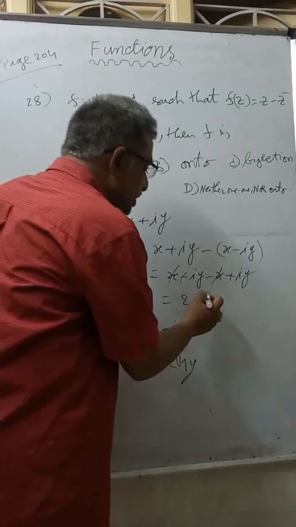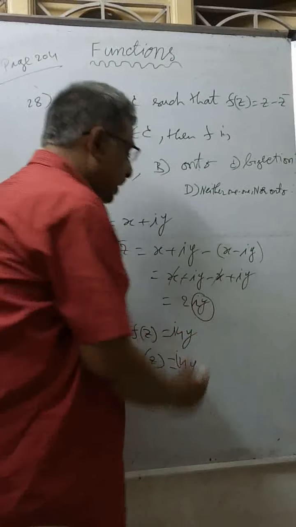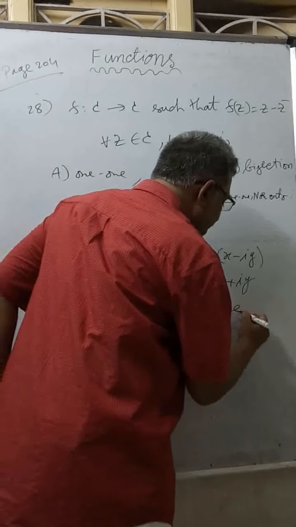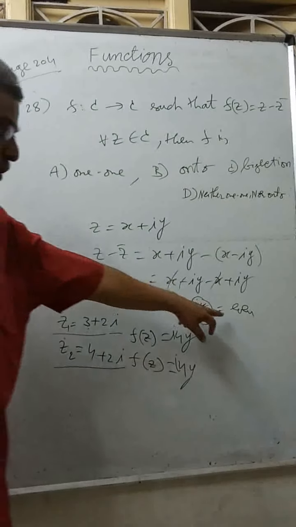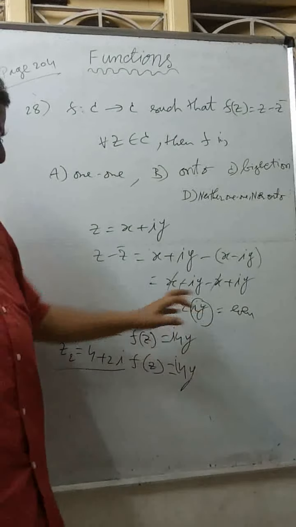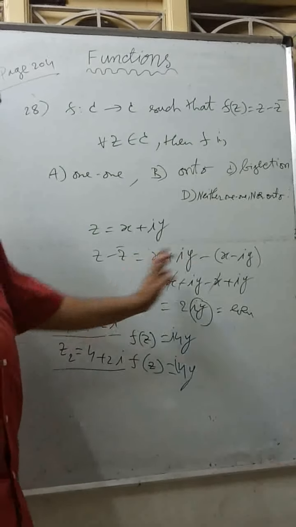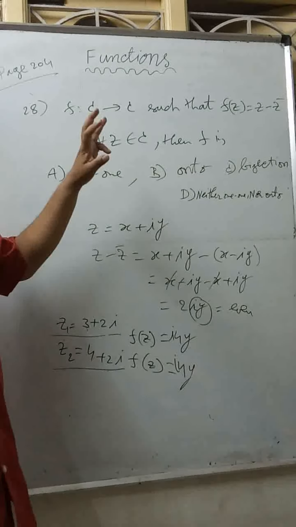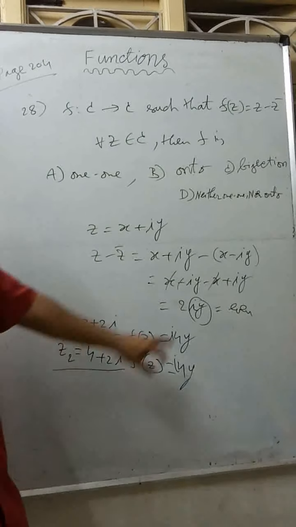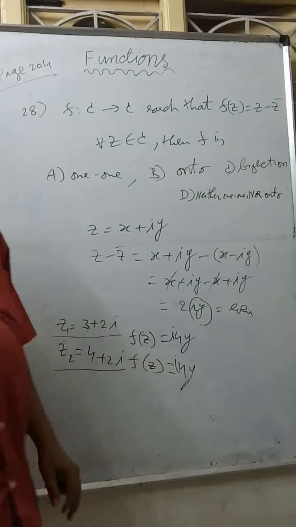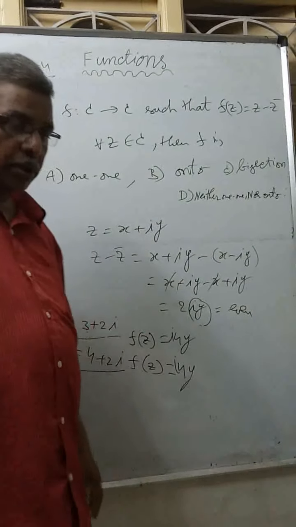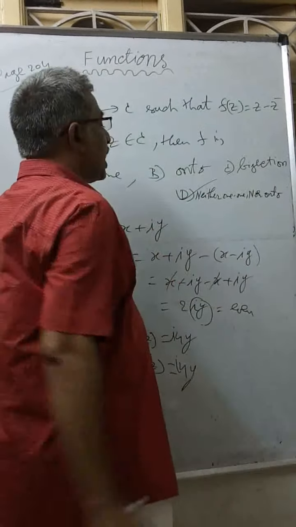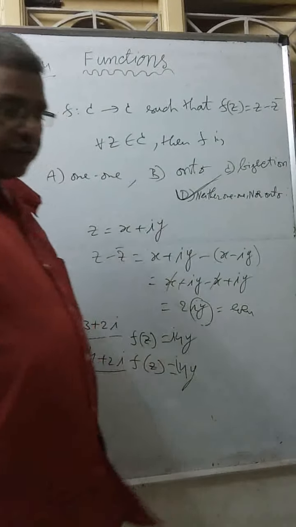Here, 2iy means only 2 times the imaginary part, so only even imaginary part numbers are mapped. What about the remaining complex numbers? It can be 3 plus 5i, it can be 7 plus 5i. All those numbers are not mapped in the codomain, so codomain is not equal to range. Only even complex numbers are mapped, odd complex numbers are not mapped. So it is neither 1-1 nor onto. So our answer is D.